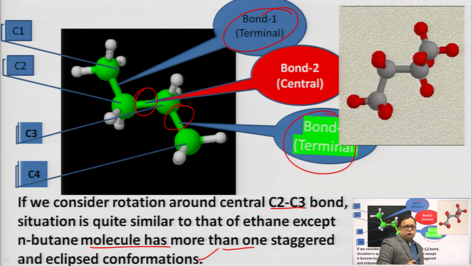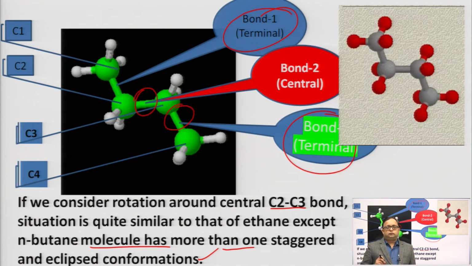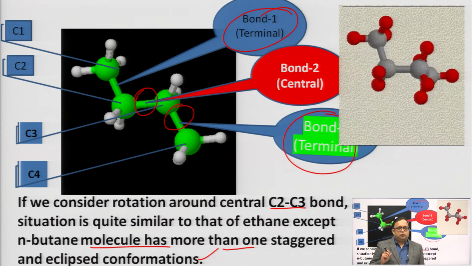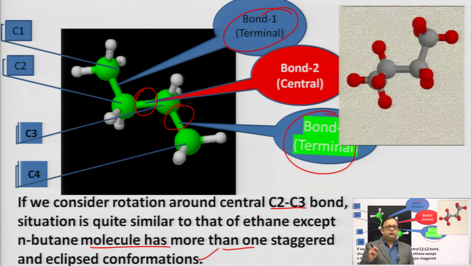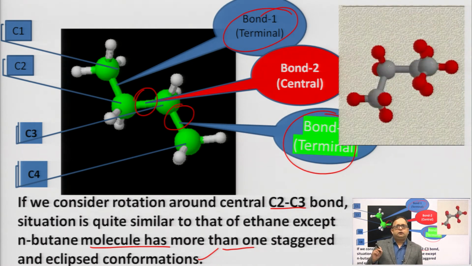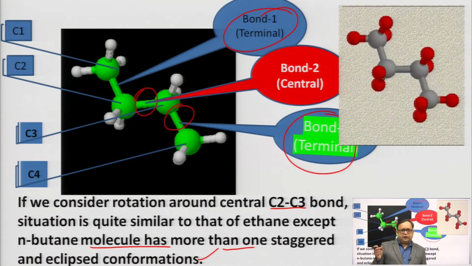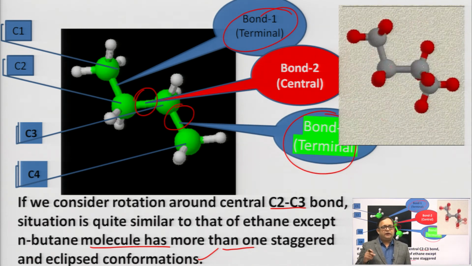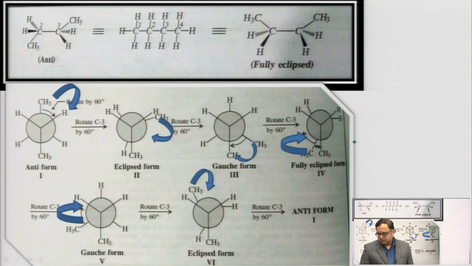Let us have a look at the rotation of n-butane. This is the beauty of how we can represent butane in different conformations. My dear students, as we saw with ethane, there were only 2 conformations, one staggered and another eclipsed, but here there will be more staggered conformations as compared to ethane. Let us see how these are possible. The extremes are the anti and the fully eclipsed.